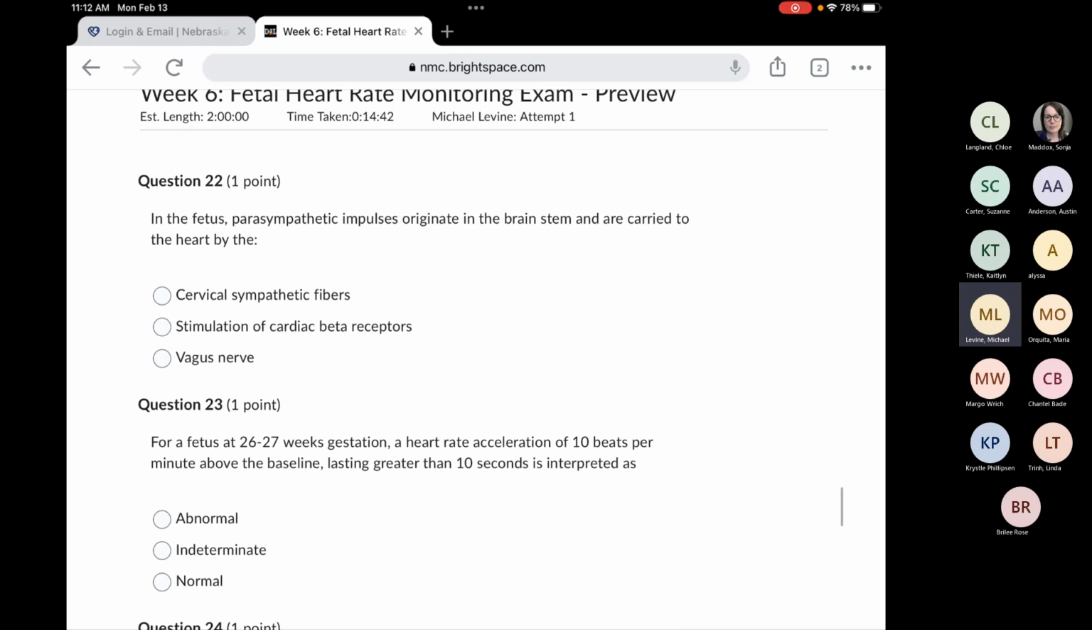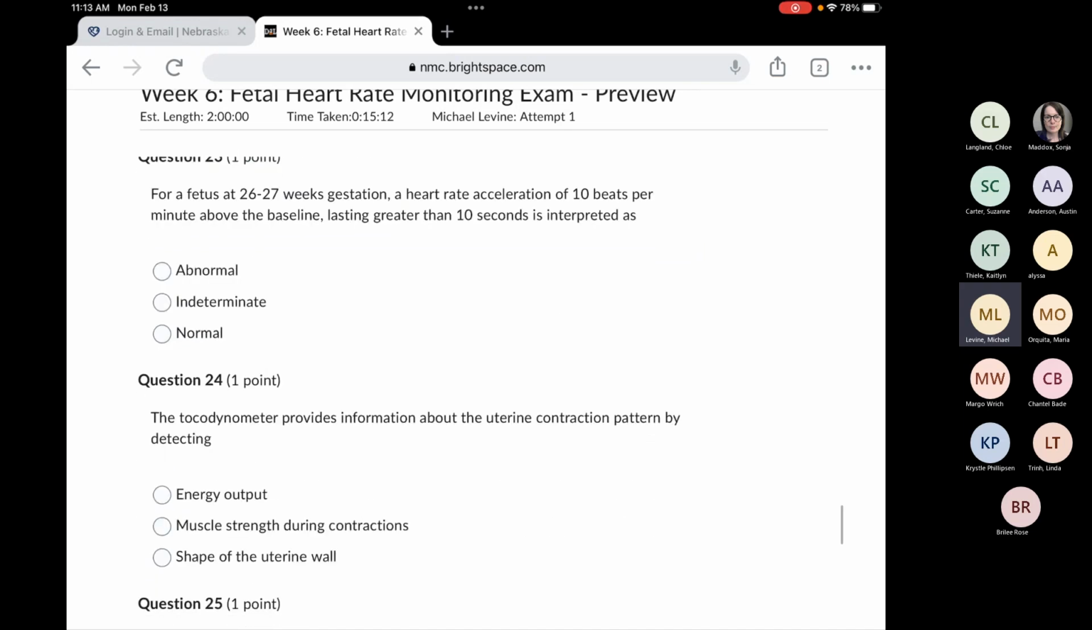Number 22. In the fetus, parasympathetic impulses originate in the brainstem and are carried to the heart by the what? Cervical sympathetic fibers, stimulation of cardiac beta receptors, the vagus nerve. Well, the parasympathetic nervous system is a great deal the vagus nerve. So that is the answer.